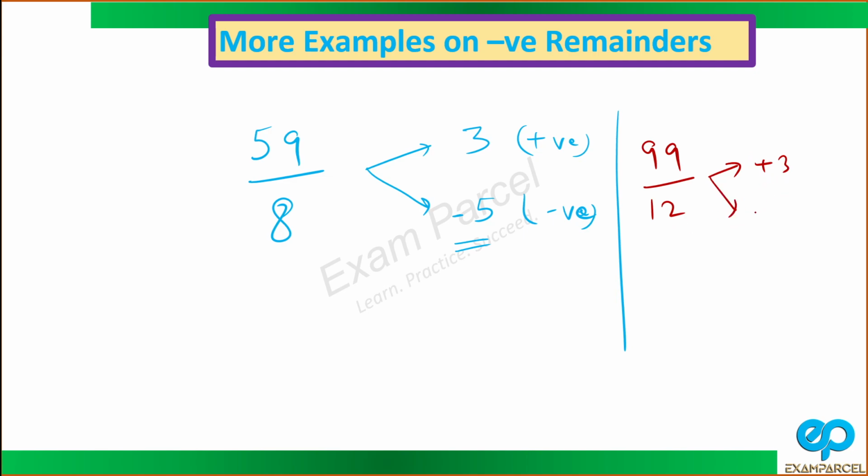Now, if you want to find the negative remainder, so 3 and 12, I need 9, right? So 9, and I will put minus 9. So minus 9.